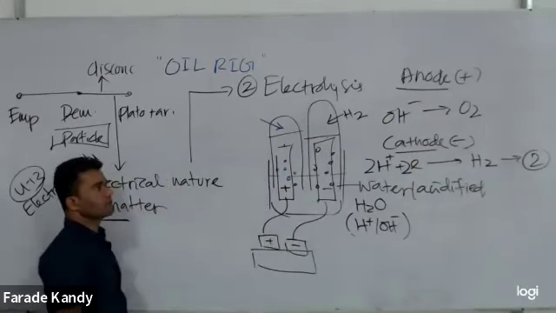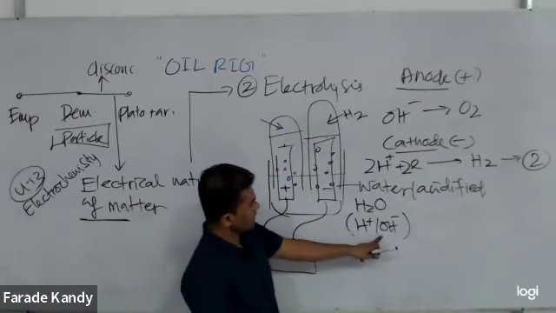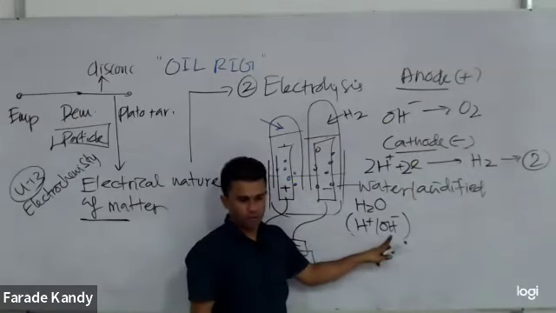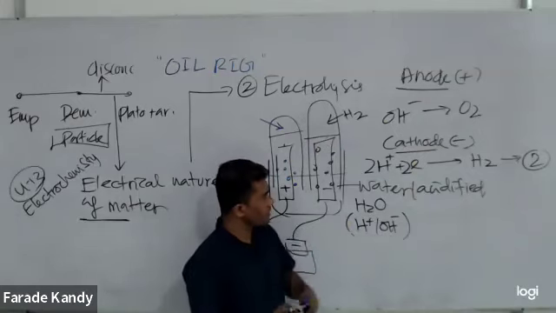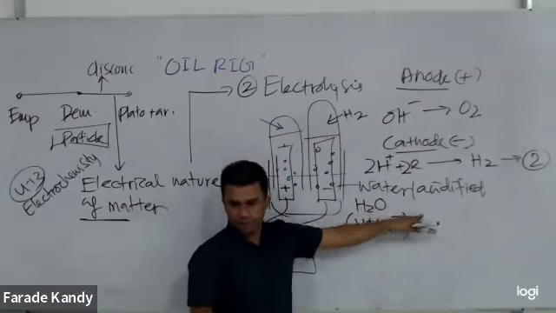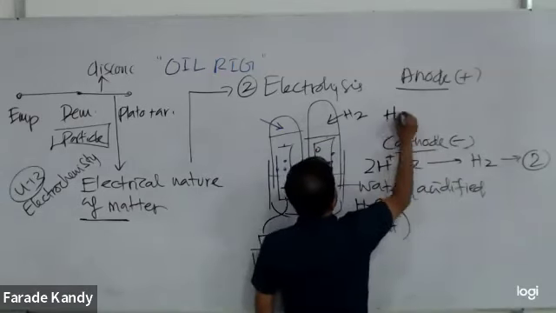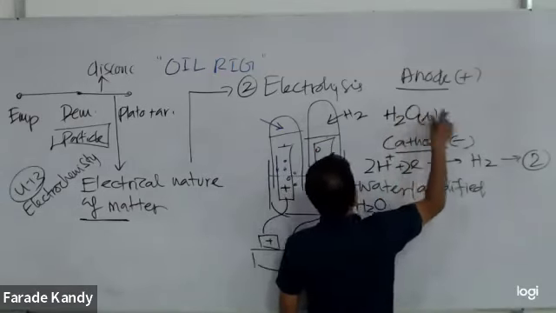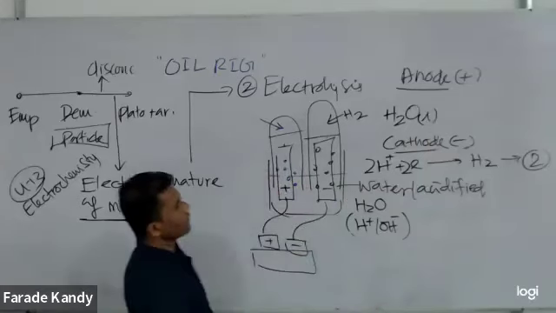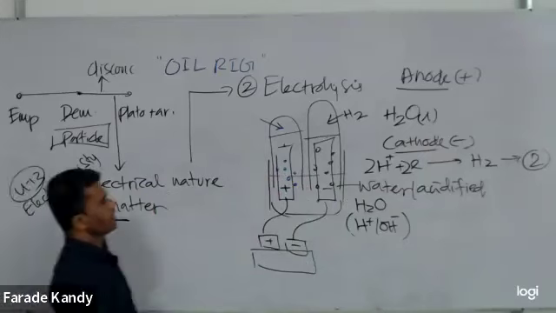But actually, it's not OH minus, because the concentration of OH minus here is very, very small. The H plus concentration is high now. Why? We add acid. Therefore, remember this: in the case of the anode, it's not OH minus, it is water. Water concentration is very high. Again, if you don't understand, it's completely okay. Just forget it.